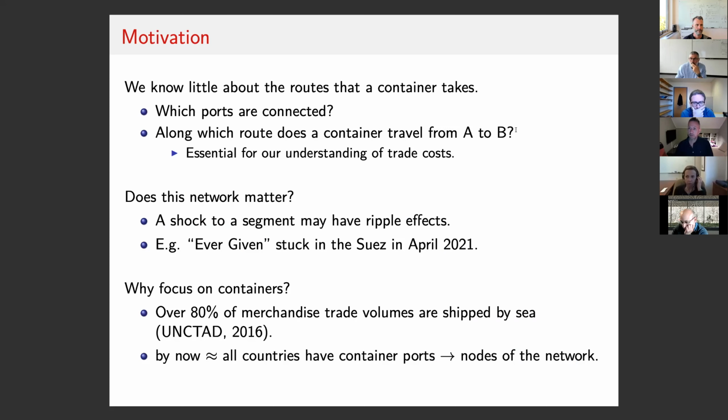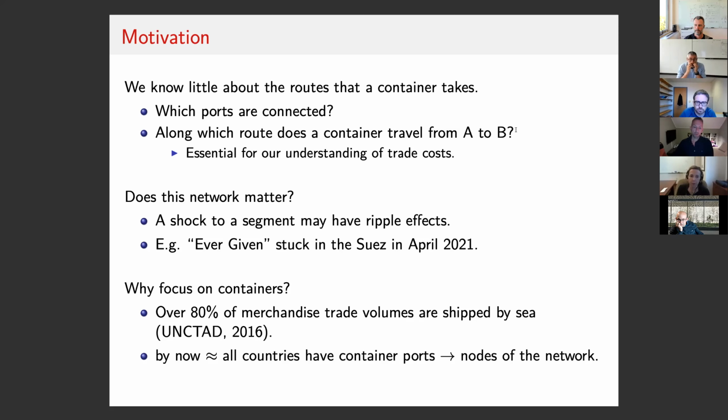And more generally, we're interested in how this network can affect more aggregate outcomes. For example, if you have a shock to a segment in this network, it will have ripple effects, and those ripple effects are going to depend on what the network looks like. An example of this a few months ago was the giant container ship stuck in the Suez Canal, the Ever Given. We read in the news and on Twitter every day how this had those ripple effects.